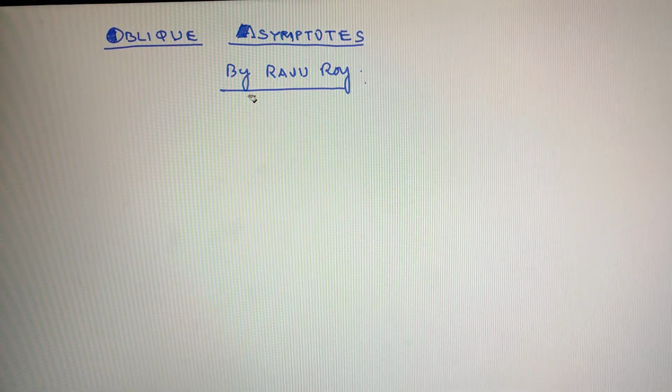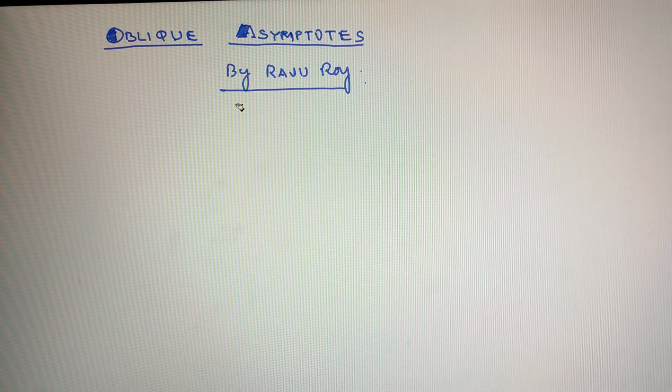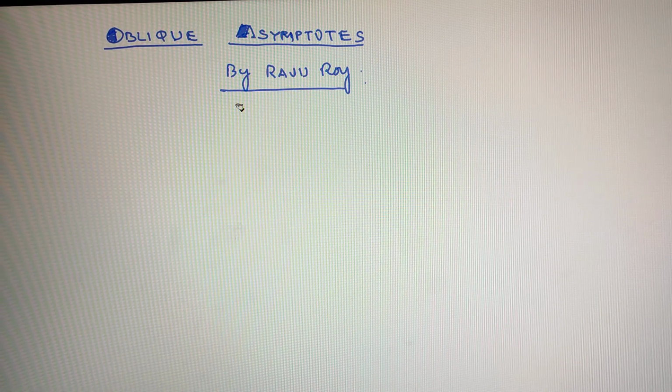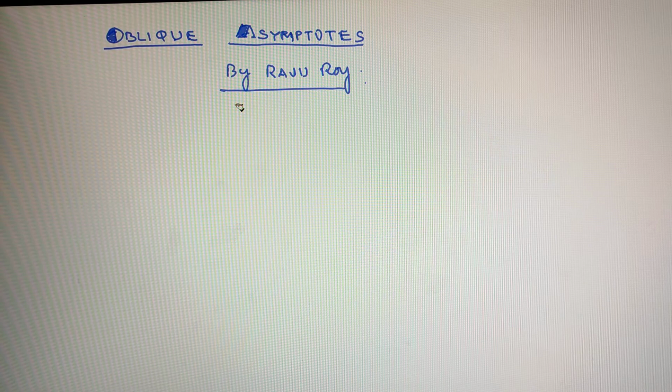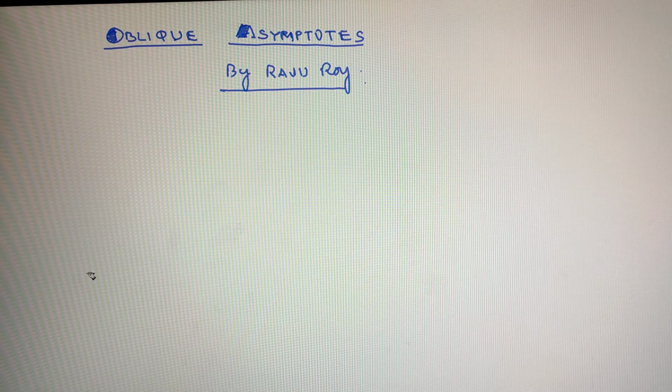So this is oblique asymptote. How to find it out? Okay. If the coefficient of the highest power of x and the coefficient of the highest power of y are not constant, then we cannot find the asymptotes which are parallel to the coordinate axes.